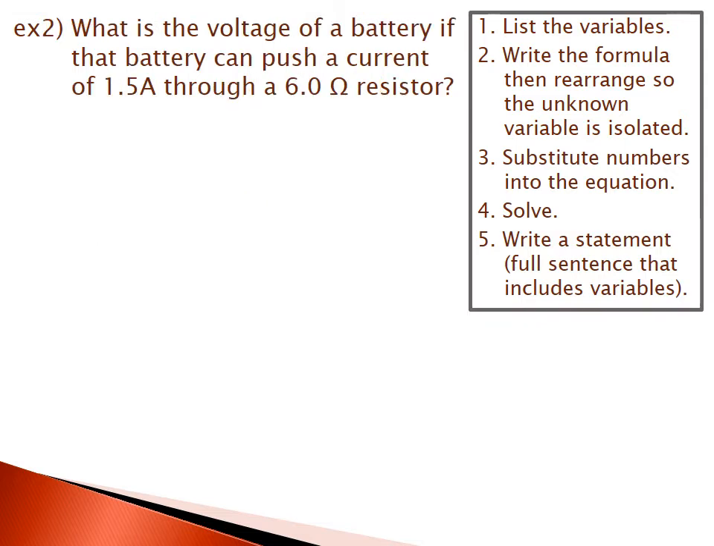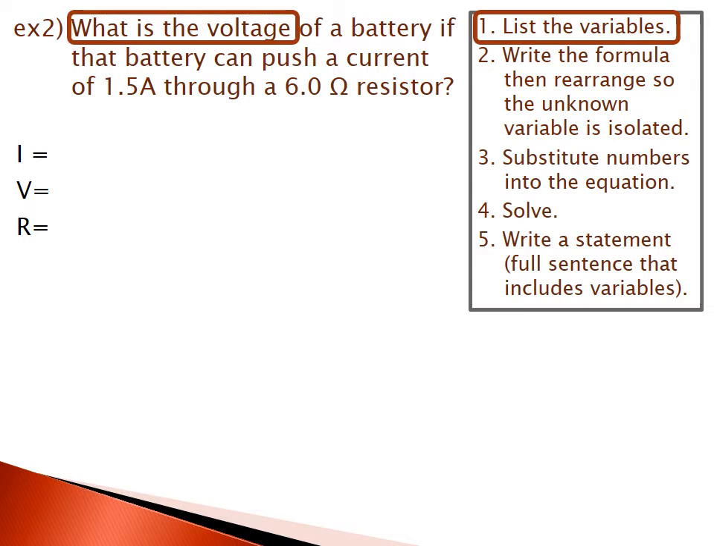Example 2. What is the voltage of a battery if that battery can push a current of 1.5 amps through a 6 ohm resistor? Again, I start by listing my variables. The question says, what is the voltage? So I know I'm looking for V. So I'll put a question mark next to V.